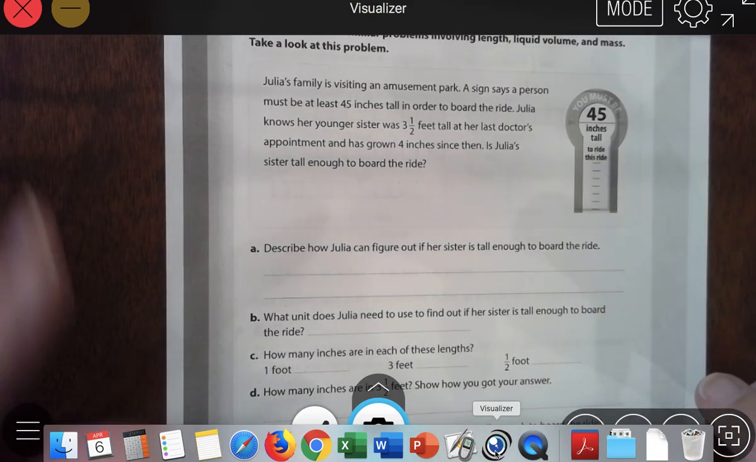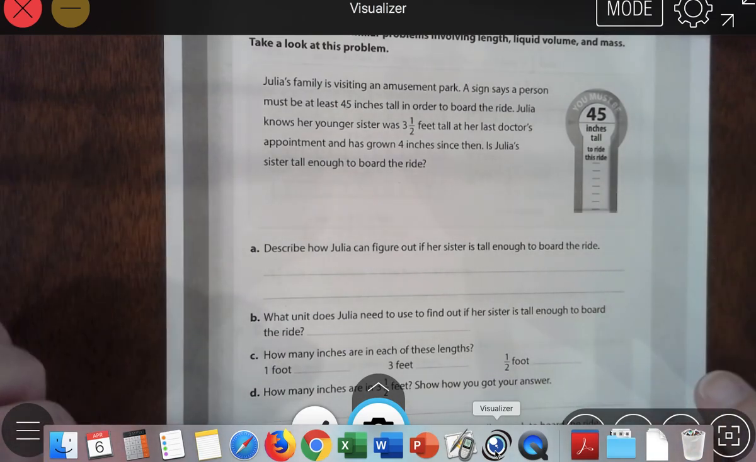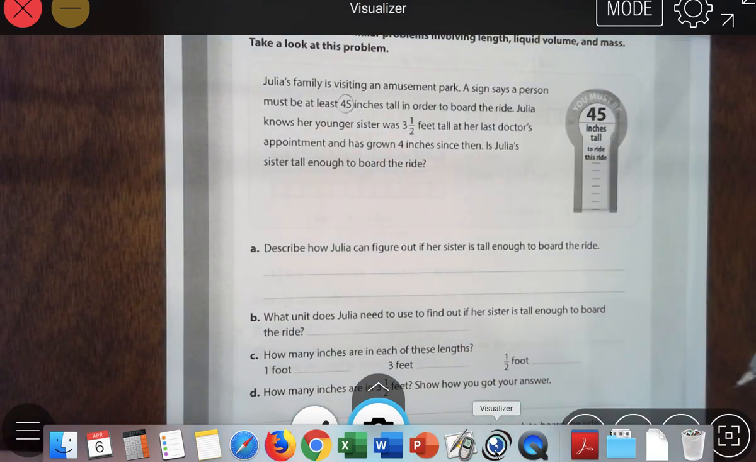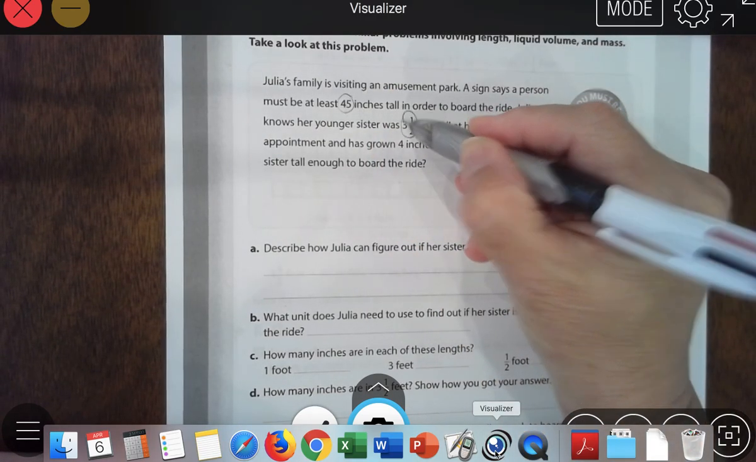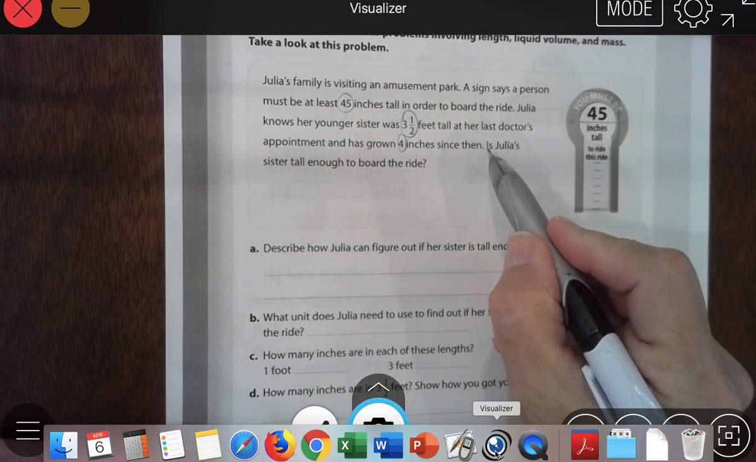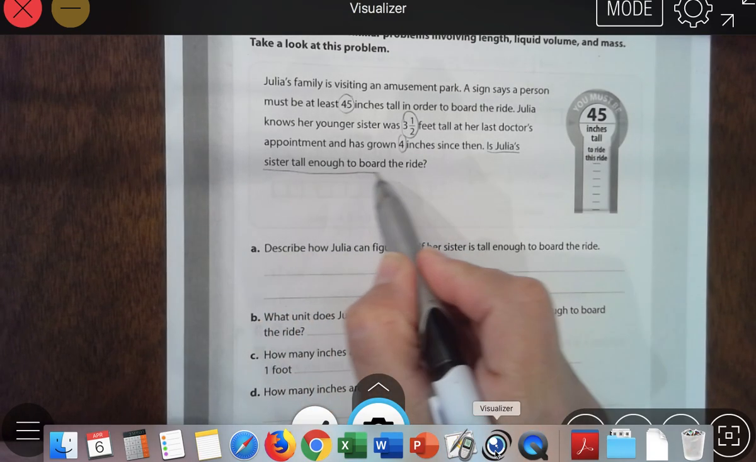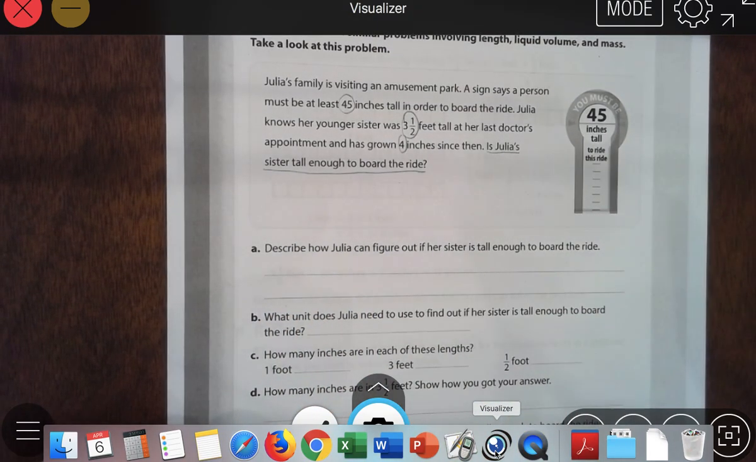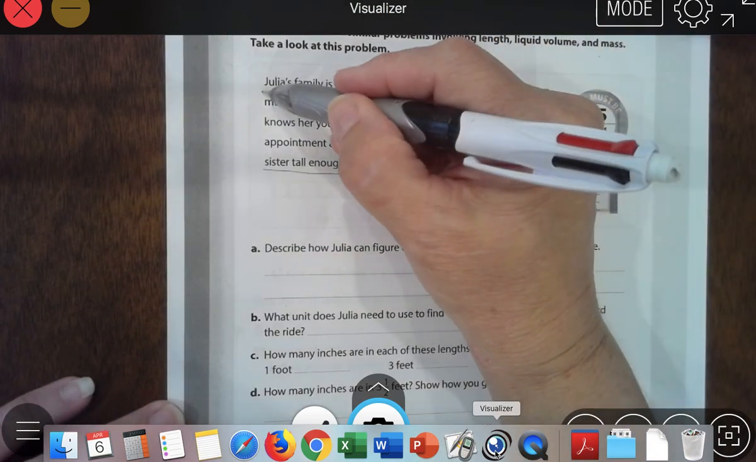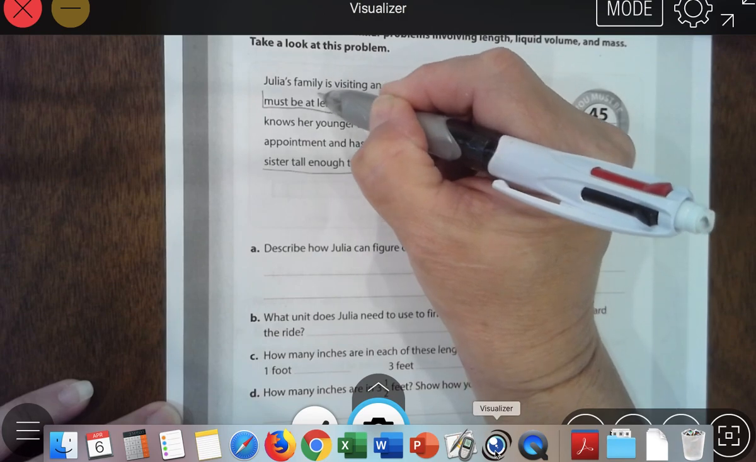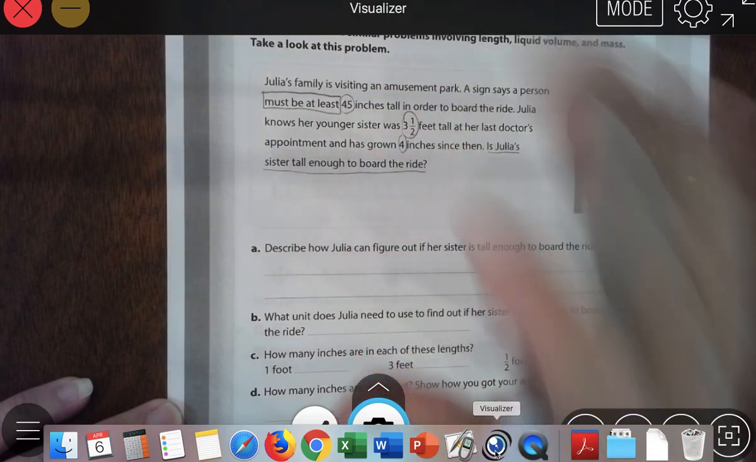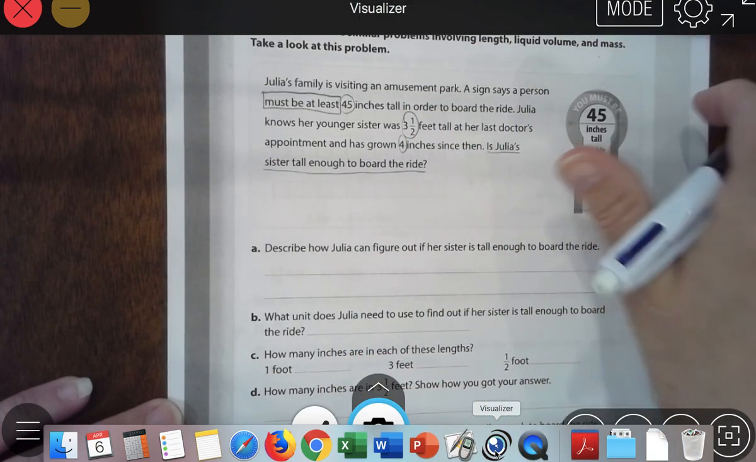So the first thing I like to do is circle my numbers. So I have 45, 3.5, and 4. I'm going to underline my question. Is Julia's sister tall enough to board the ride? And then I'm going to box in some key words. And this says must be at least 45 inches. So that means she has to be at least 45 inches tall.